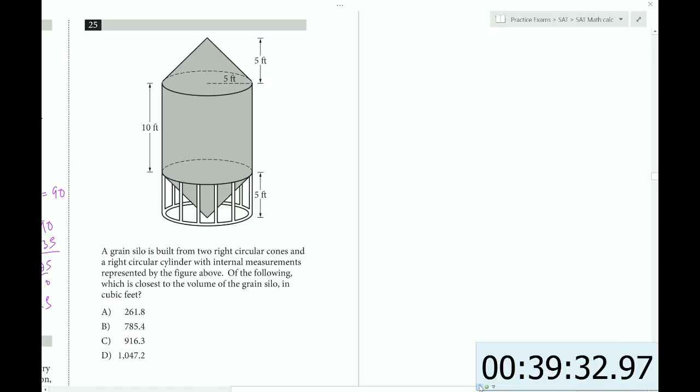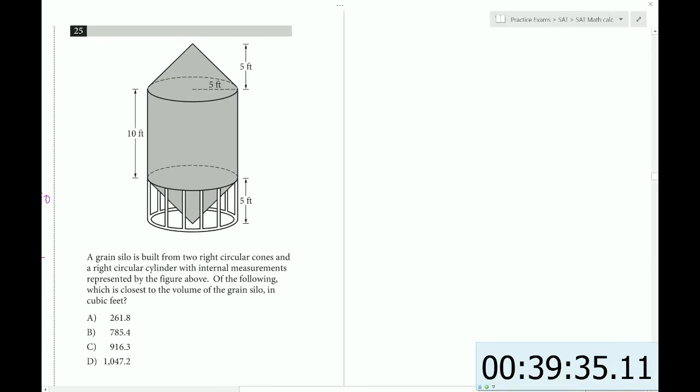A grain silo is built from two right circular cones and a right circular cylinder with the internal measurements represented by the figure above. Of the following, which is closest to the volume of the grain silo in cubic feet? Okay, so the first thing we want to do is find the volume formula for each of these shapes. We have a cylinder and we also have two cones.